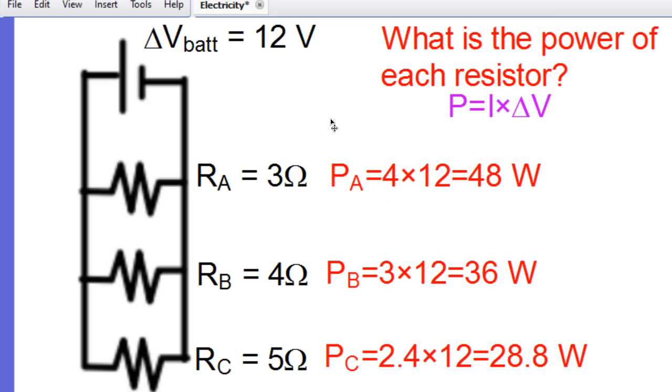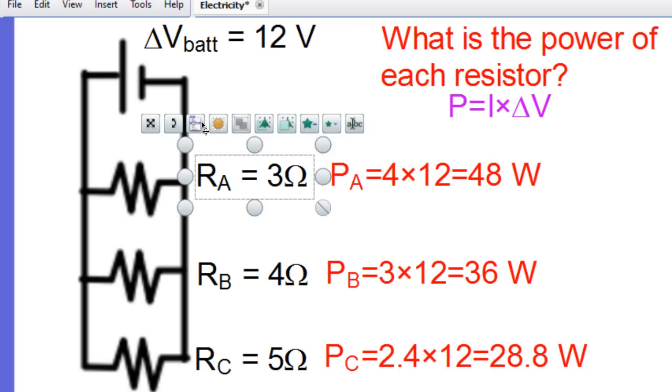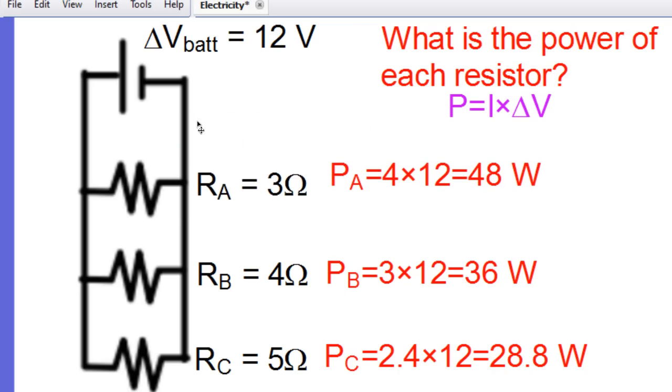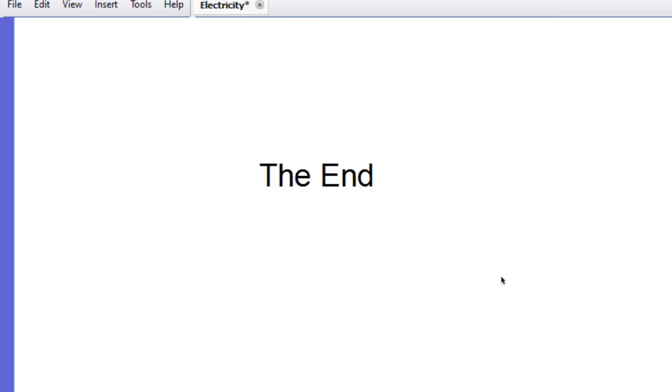Now remember, watts is the joules per second, which means it's the brightness. So which light bulb is going to be the brightest here? This one. Resistor A, the one with the smallest resistance, will burn brightest. The end.